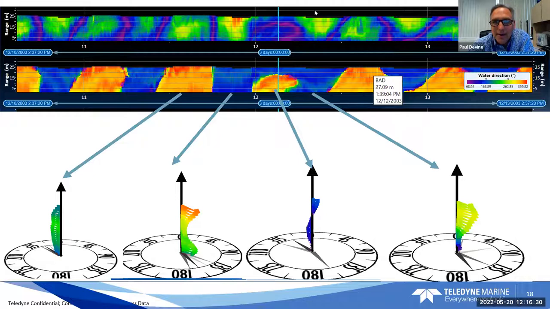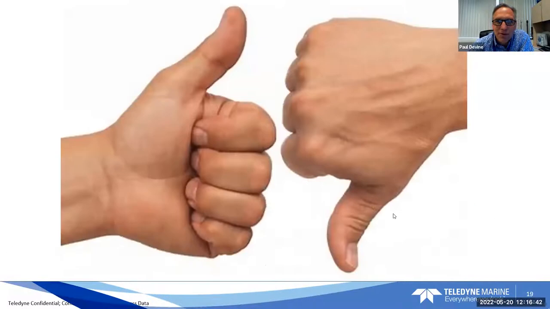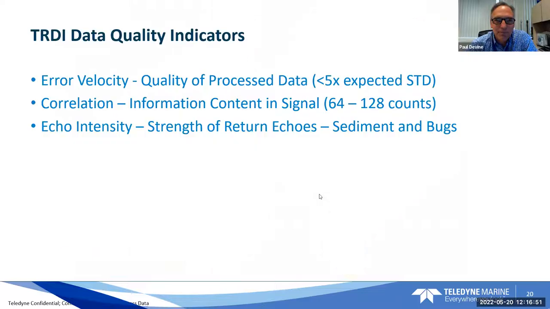And then after this event passed, we had significant, like the estuary backed up. We had a significant flow at the surface. So the question at the time was, well, is this good data, right? Is it thumbs up or thumbs down?